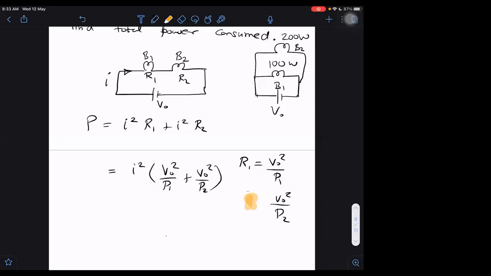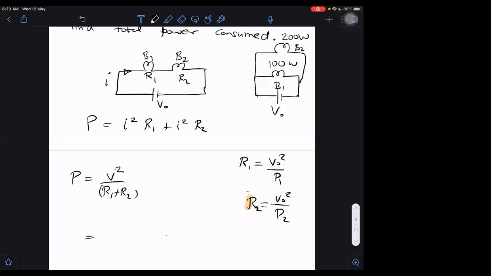R1 and R2 is this. In the second step we take common. The second step is better, right? So in the first step, we should simply write it as V square by R1 plus R2, rather than saying I square into R1 plus R2. That is the power. Yes, you are right.